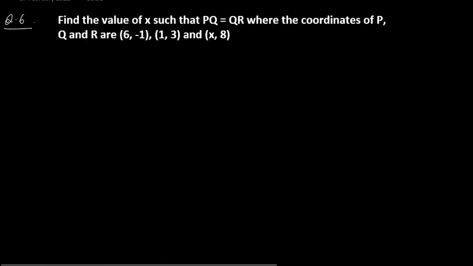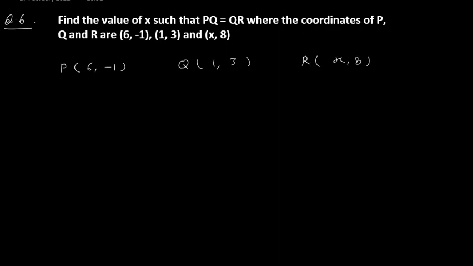Okay, next problem, question number 6. Find the value of x such that PQ equal to QR, where the coordinates of points P, Q and R are these three coordinates. So we have P given as 6, -1, Q given as 1, 3 and R given as x, 8, and we have given PQ equal to QR. So PQ is equals to QR. Now PQ is QR, so therefore we can say that PQ square is equals to QR square.